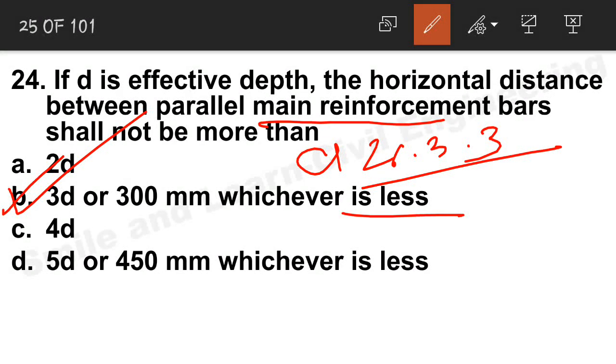but we will have to consider certain limits for spacing, because otherwise, if there is so much reinforcement, it will be difficult to place the concrete. Okay, so 3d or 300 mm is the limit, it should not be more than 3d or 300 mm. And 5d or 450 mm, this is for distribution bars.